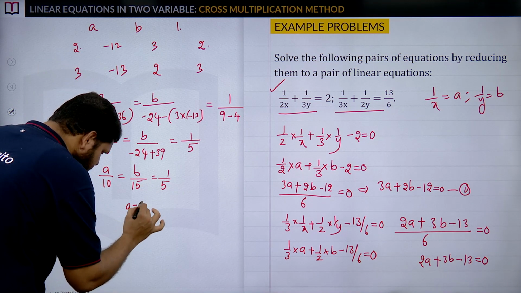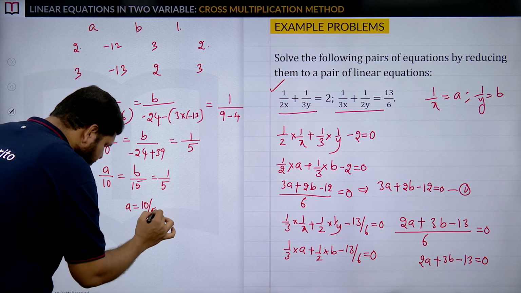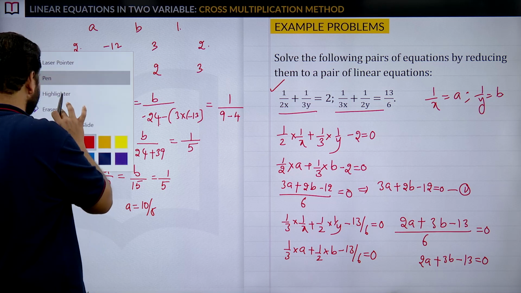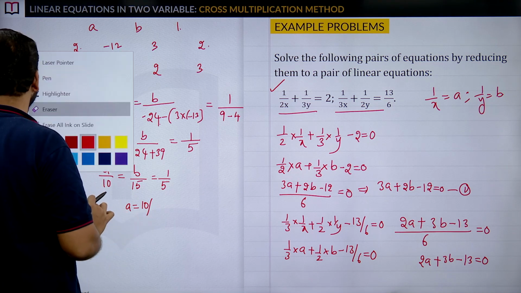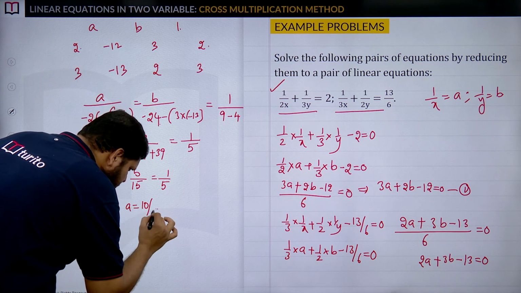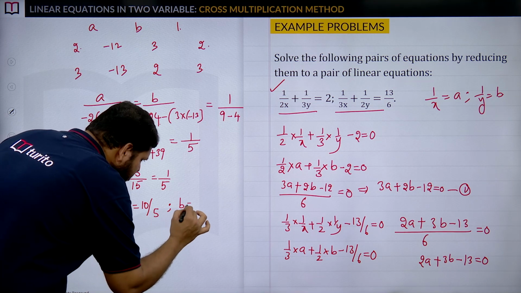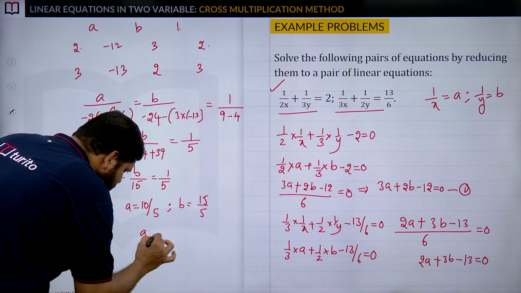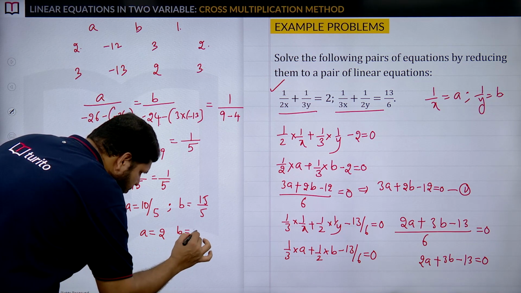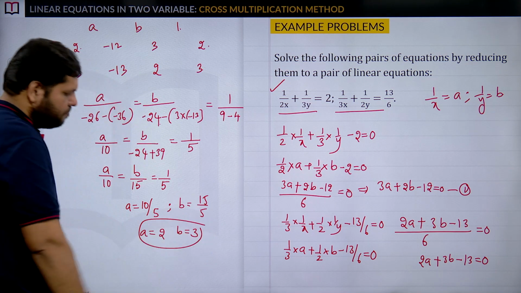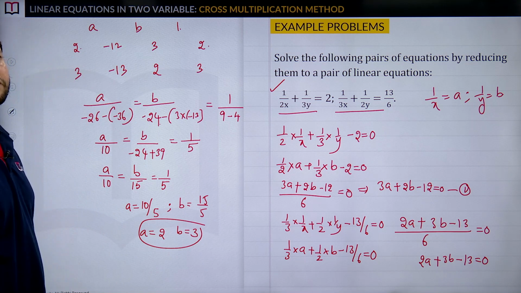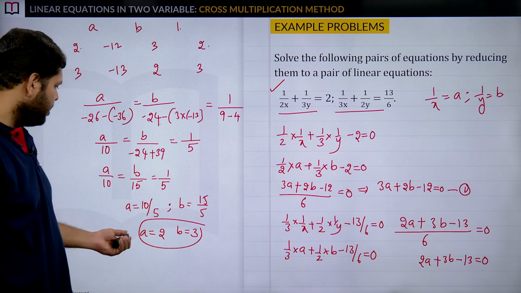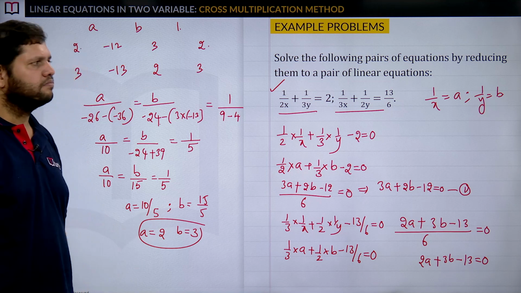Then what is the A value children? It is 10 by 5. And B value is equal to what, children? It is 15 by 5. So A is equal to 2 and B is equal to 3. Clear, children? So A I got 2 and B is equal to 3.